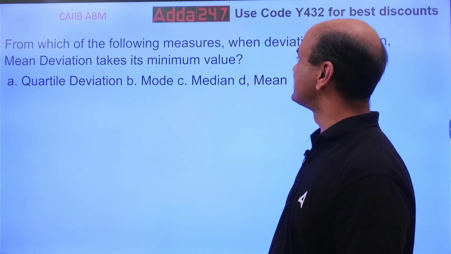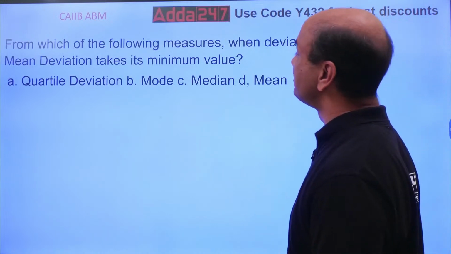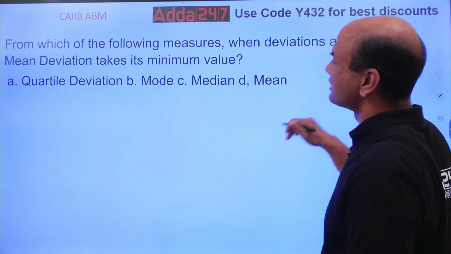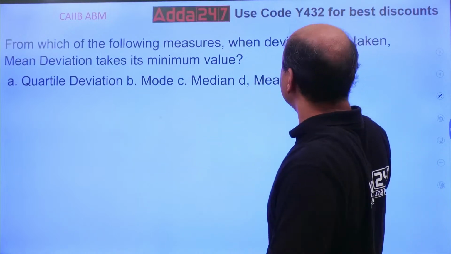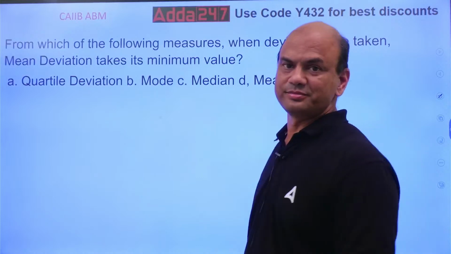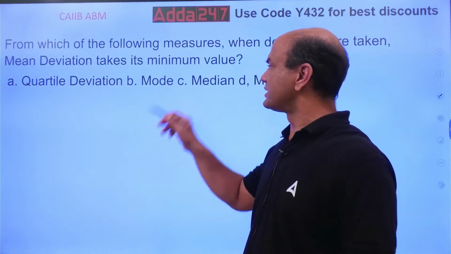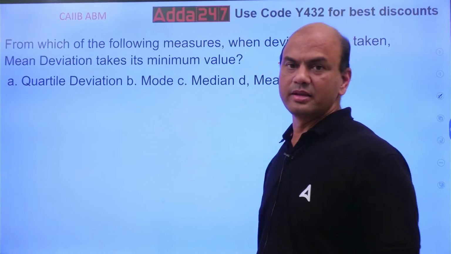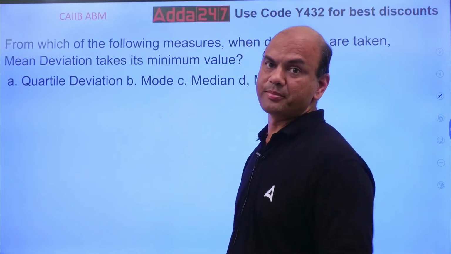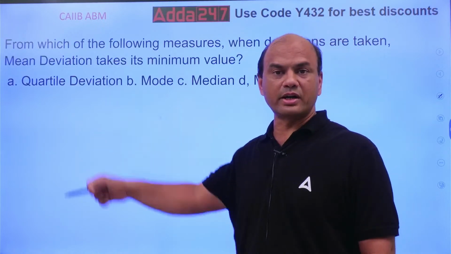From which of the following measures, when deviations are taken, does mean deviation take its minimum value? This question is repeated in every exam. Every exam you will find this question. When you take the following measures, quartile deviation, mode, median and mean, then from where is the deviation minimum? Is it from median? Is it from mean? Is it from mode? Is it from quartile deviation?